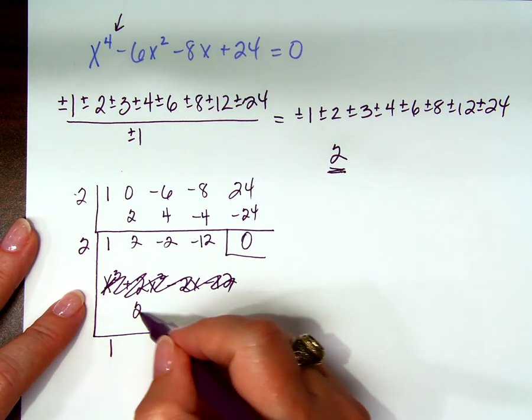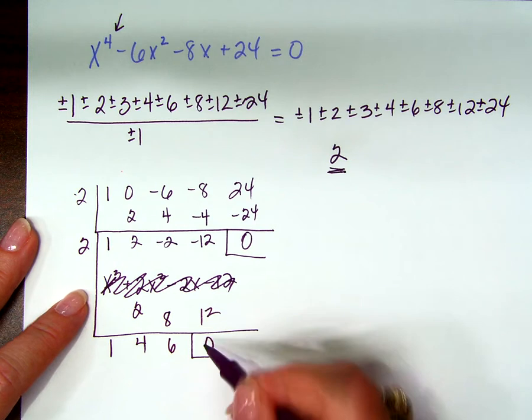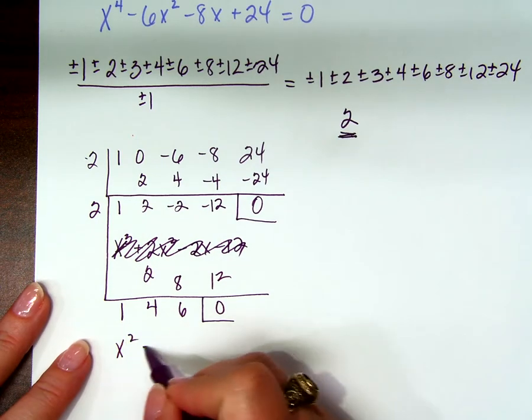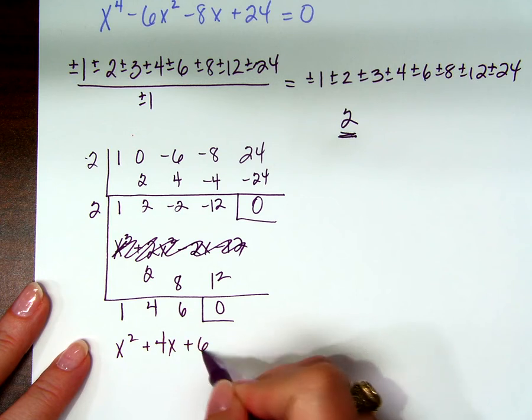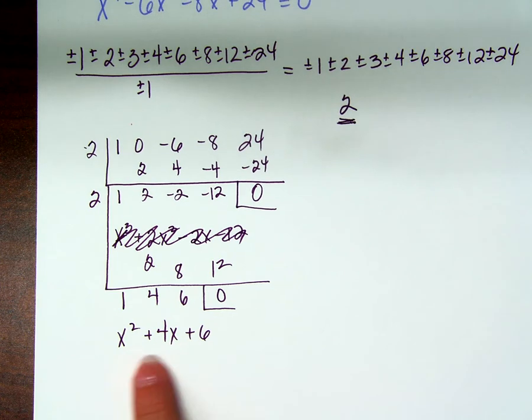1, 2, 4, 8, 6, 12, 0. Okay? So this is x squared plus 4x plus 6. Now, what multiplies to be 6 and adds to be 4? Nothing, right? That's why we didn't see it to begin with. Otherwise, we would have been able to see it to begin with. All right? So, do you know how to solve a quadratic? How?